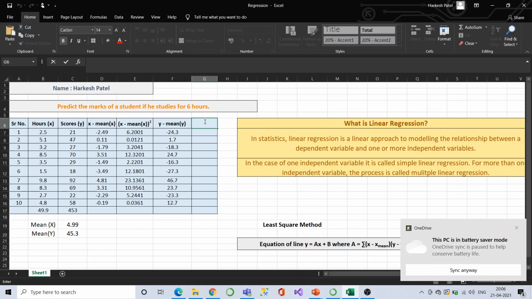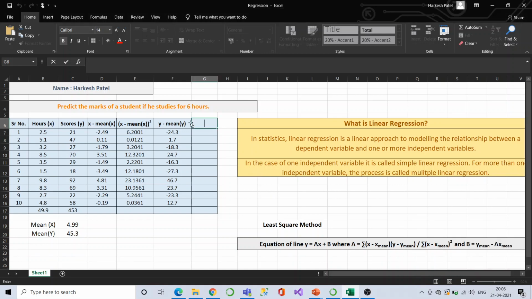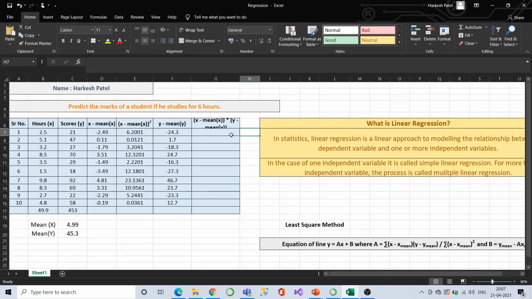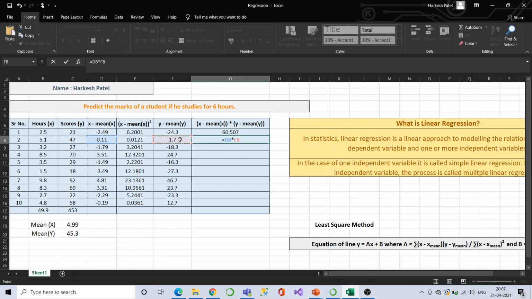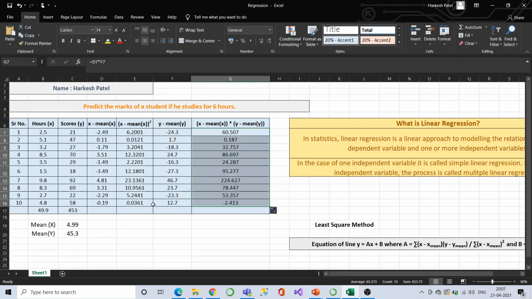So the summation will be x minus mean of x into y minus mean of y. Okay, I'll just drag it over here. So it would be this multiplied by this, right? And we found this into 1.7, and we can just drag it over here.